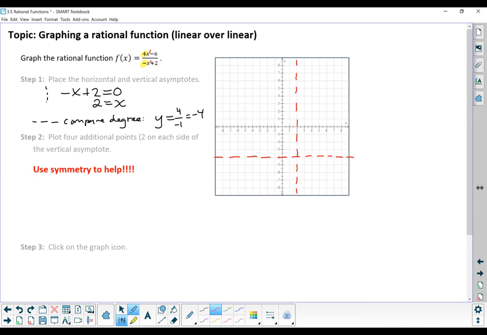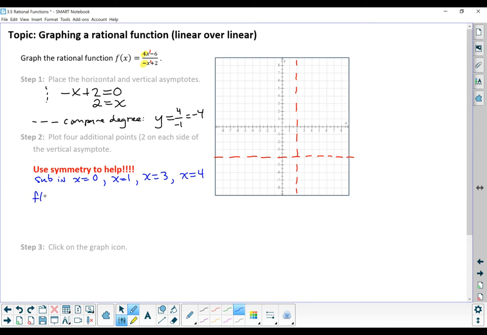Okay, and then we have to plot 2 points on each side of the vertical asymptote. So what I would do is look at the location of that vertical asymptote at x equals 2. And so we're going to sub in 2 x values on the left-hand side and 2 x values on the right-hand side. So for this function, I think I would start with 0 and then sub in 1. And then jumping to the other side of the asymptote, I would sub in 3 and 4.